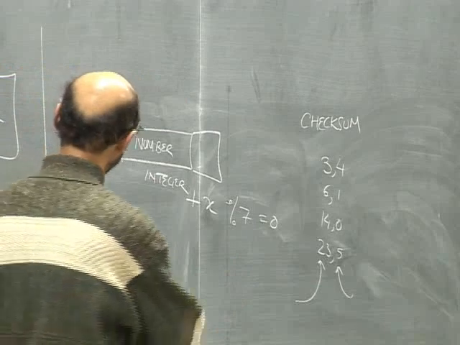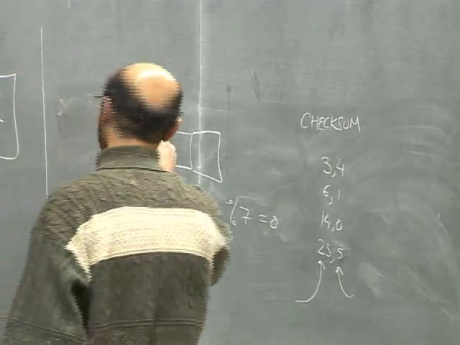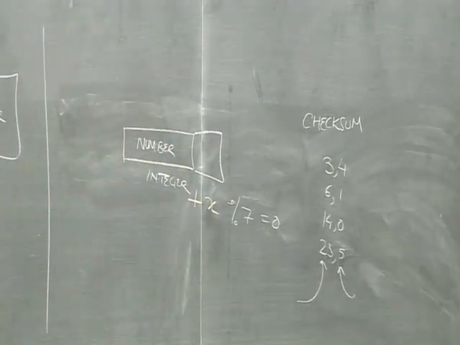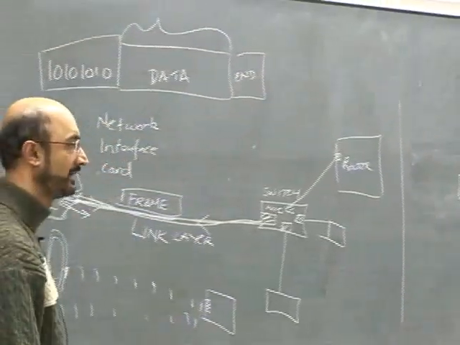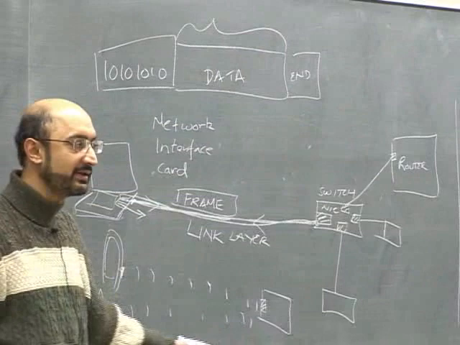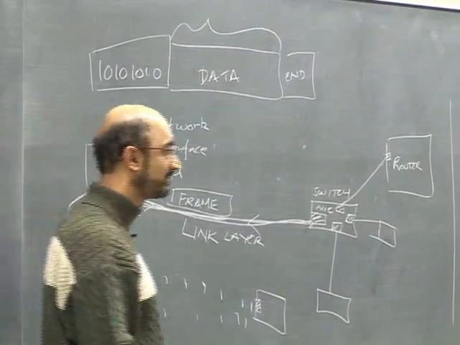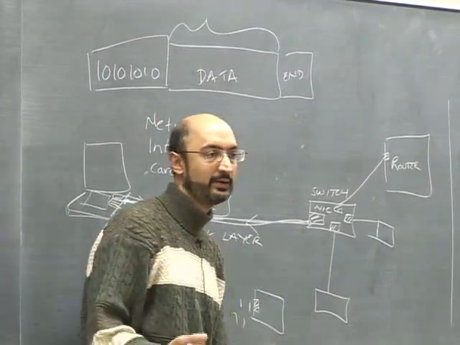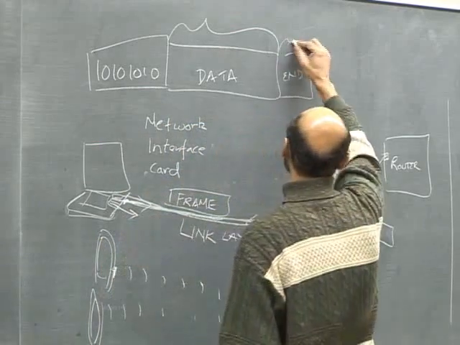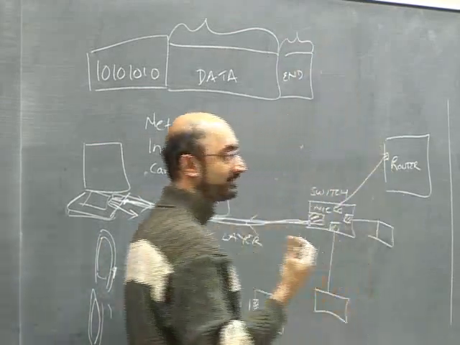The way it actually works is that we take all the bits in the frame, all this data in the frame, and we interpret it as a large binary number. If it's 1,000 bits, it's a 1,000-bit binary number. And to the end of it, we add essentially a certain number of bits.